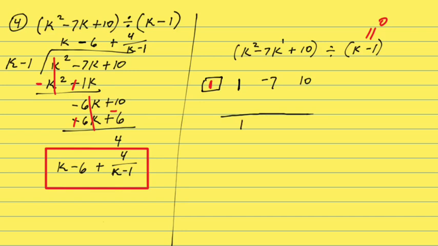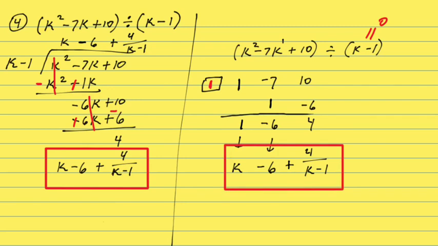Okay, you bring your first number down, then you multiply. 1 times 1 is 1. You put it here and add. Then you multiply, you get negative 6. You put it here and you add. That means 1k, that means minus 6. And since the 4 is your remainder, it goes over your divisor. So hopefully we get the same answer whether we did it long or synthetic division.